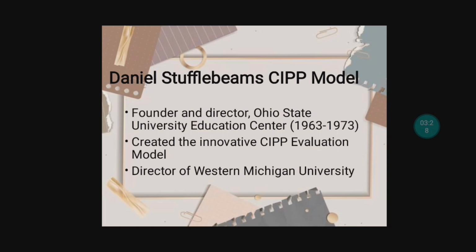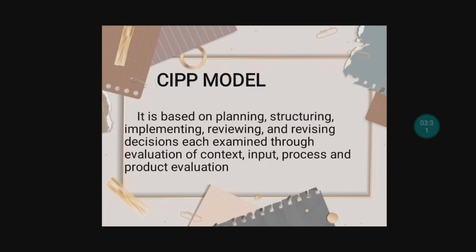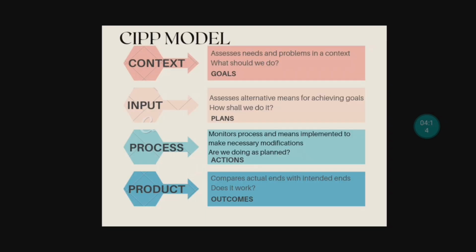So what is the CIPP model? The CIPP model is based on planning, structuring, implementing, reviewing, and revising decisions, each examined through evaluation of context, input, process, and product. So it is also decision focused. Its information is essential for planned decisions. It uses both summative and formative evaluation with the intent of improving the program, service, or product. So here's the diagram of the CIPP model.